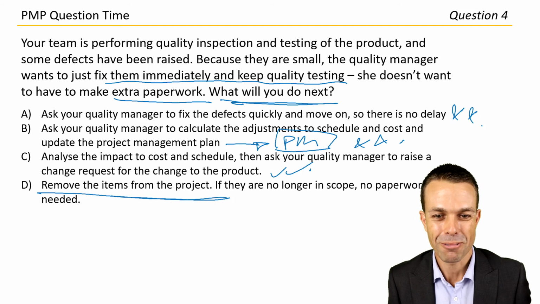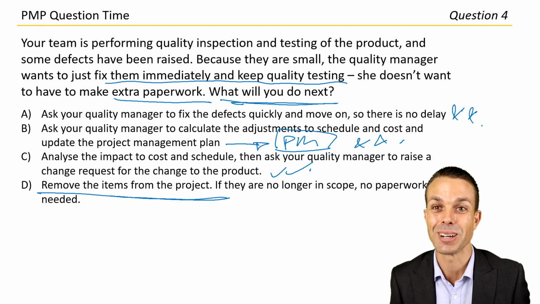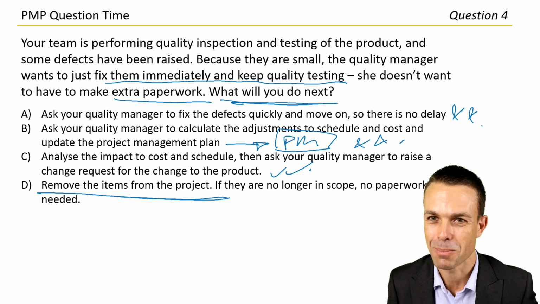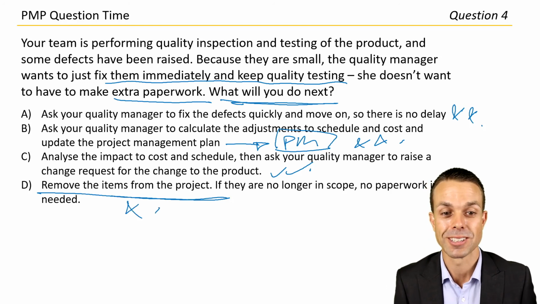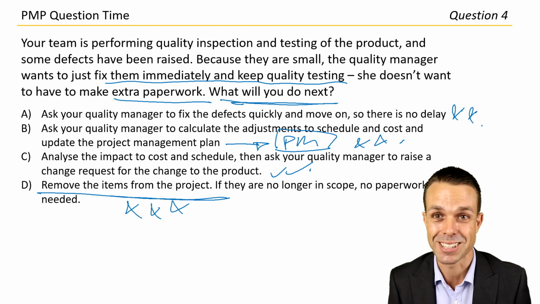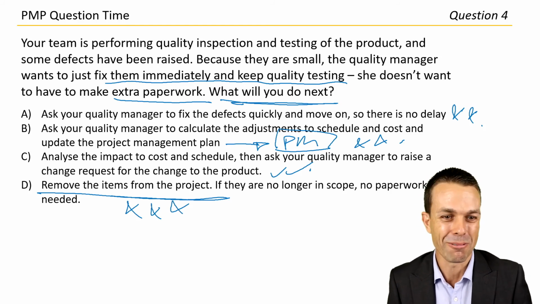Okay, if they are no longer in scope, then no paperwork is needed. Oh, now that's a great solution. I love that one. Could we just choose that one maybe? But no, in all seriousness, definitely not removing the scope just to appease the quality manager. Okay, so let's not do that one for now.